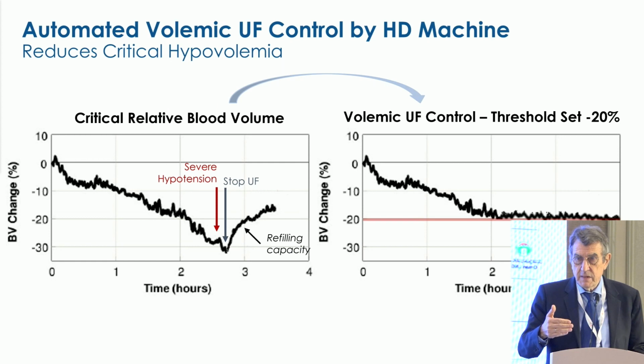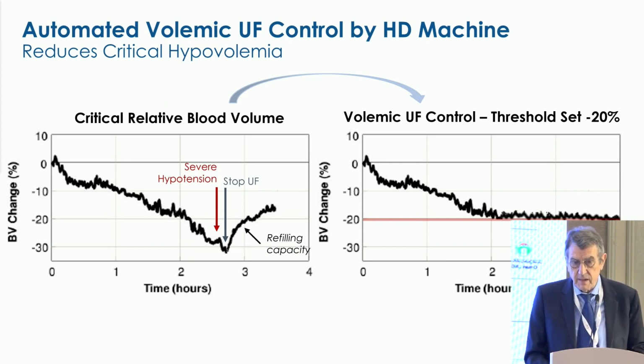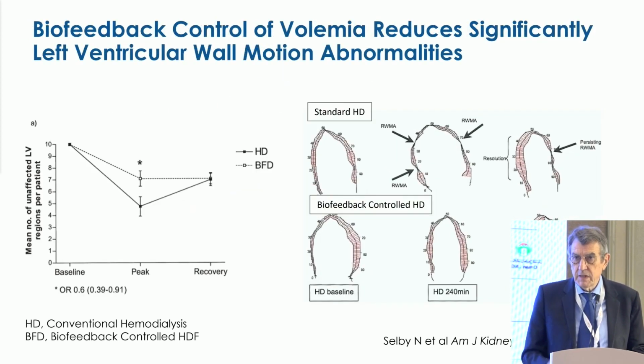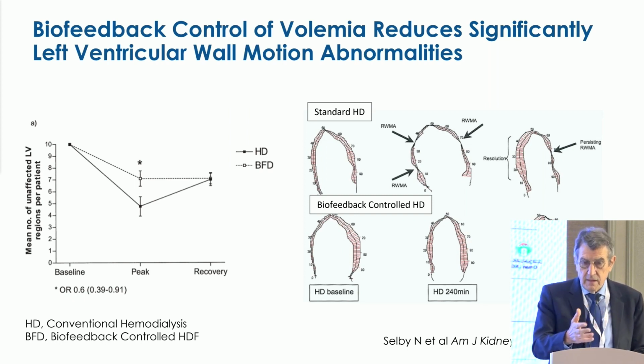Also, we can play with the ultrafiltration control on the machine, and most machines have this element. So if you set a machine to prevent this critical hypovolemic condition, I put 20%, usually it's less than 10%, then by doing that, you reduce the cardiac stress. And that was done in the UK by Selby and McIntyre, showing that just a feedback control of the volume significantly reduced the left ventricular wall motion abnormality. So by controlling this hypovolemic condition, reducing to the threshold level, then you protect against cardiac stunning.